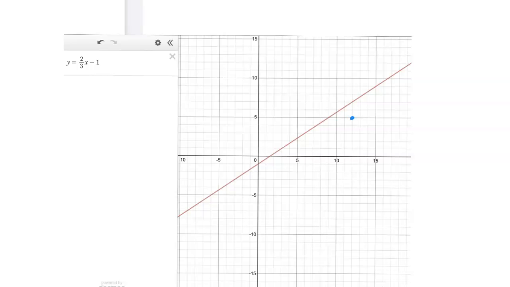So a line passes through that point, and it is parallel to the equation y equals 2 over 3x minus 1. And that's the line that's shown here in red. So we have another line that passes through the point (12, 5), and it is parallel to this first line. So let's draw it in. It looks about like this. Okay. So what we want to do is actually figure out, well, what is the equation of this blue line?